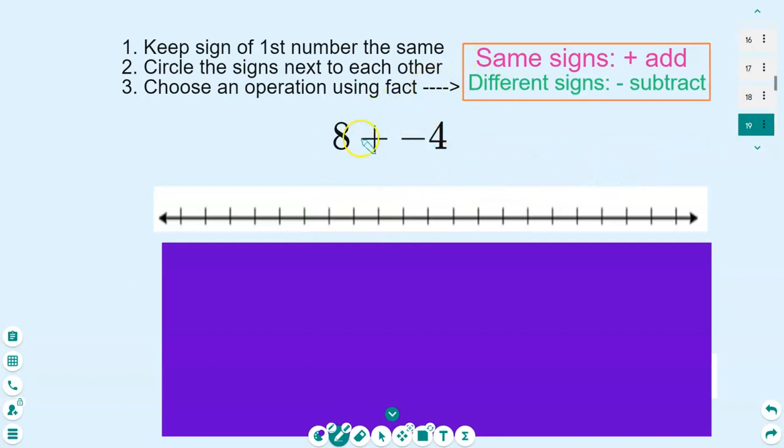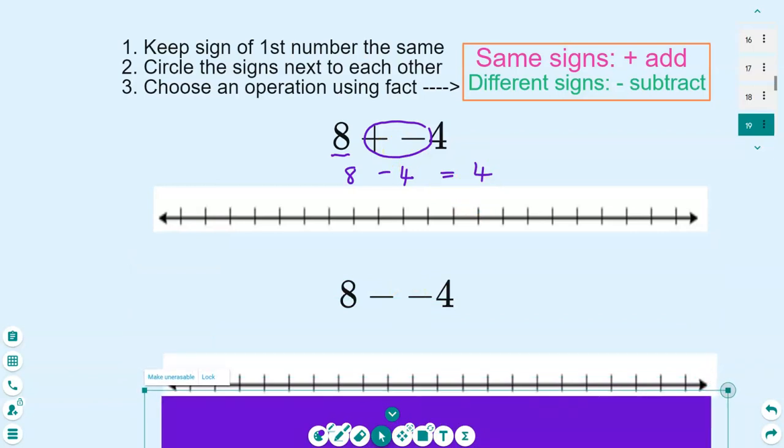Again, 8 plus -4. First number stays the same. Circle the signs and choose. Different signs mean subtract. So let's rewrite it. 8 take 4. And I'm sure we all know that one. So 8 take 4 is 4. Don't actually need to use the number line.